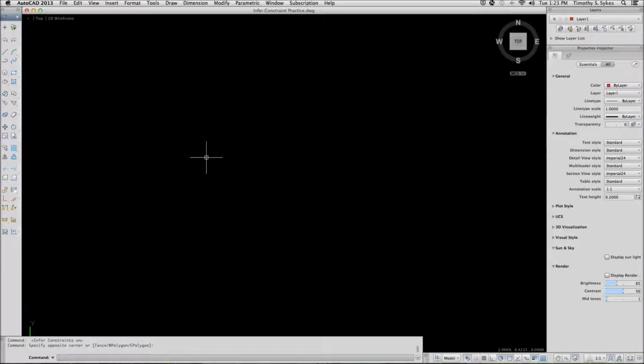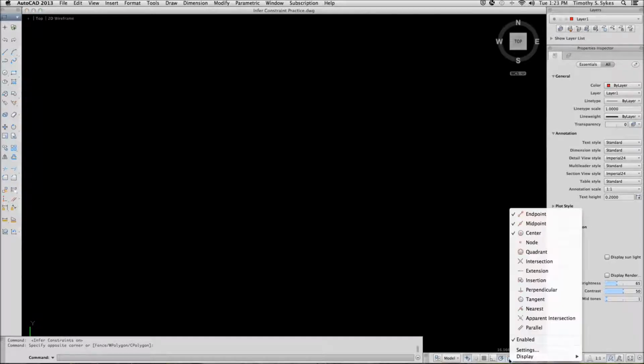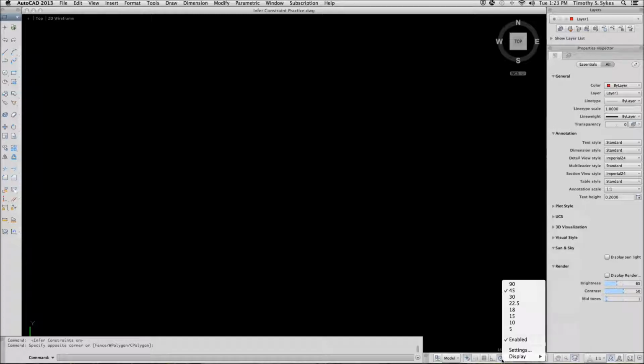This is exercise 10.3A, Inferred Constraints. I'm in the Inferred Constraint Practice Drawing in the Steps Lesson 10 folder. My running O-snaps are on and they are set to endpoint, midpoint, and center. My polar tracking is on and it is set to 45 degrees. Additionally, my inferred constraints are on.